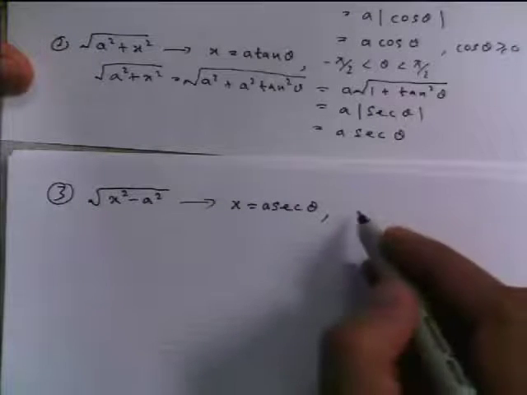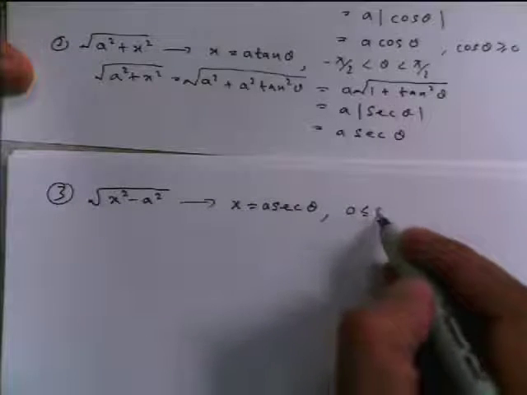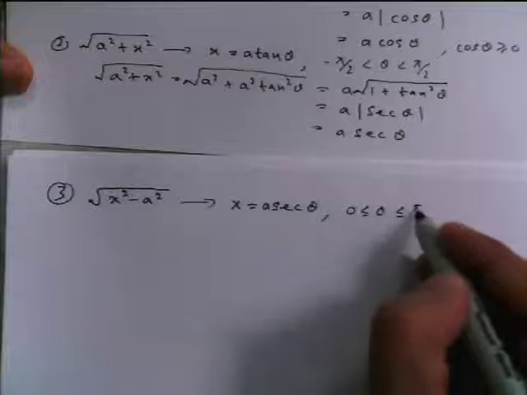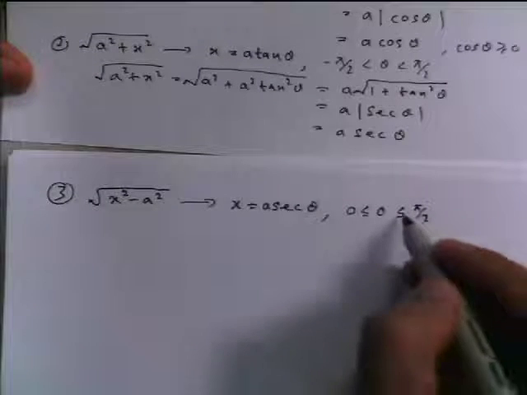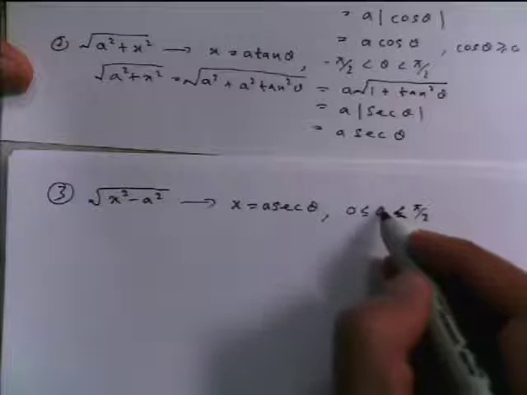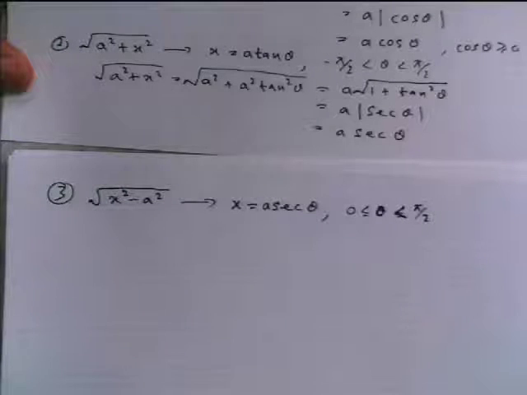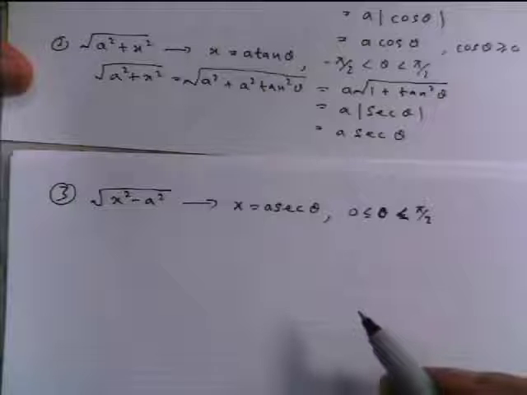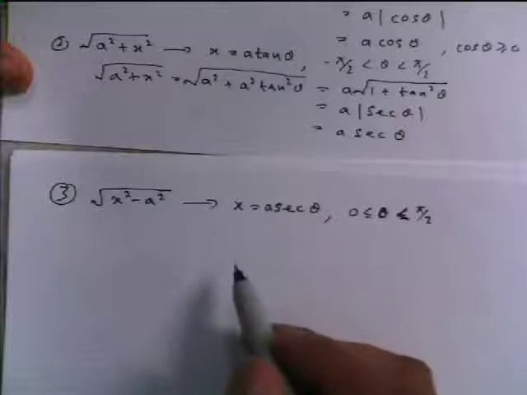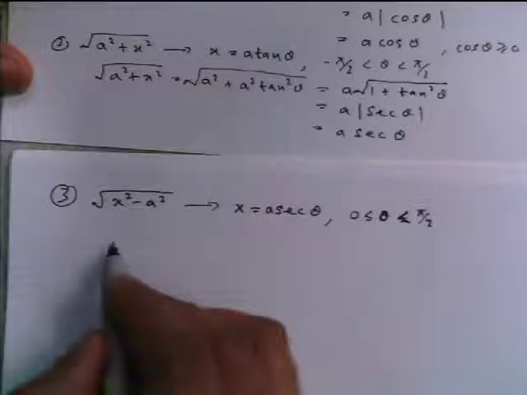So theta is in between 0 and pi by 2. Most of the time this is enough. Actually, this should be an open interval, otherwise secant goes to infinity. Most of the time this is enough. So under this, what's going to happen?